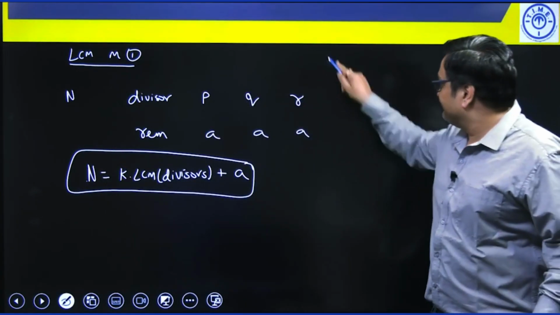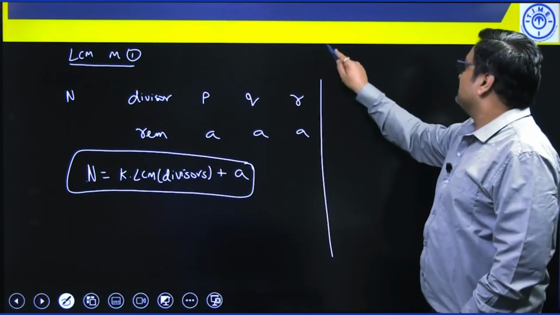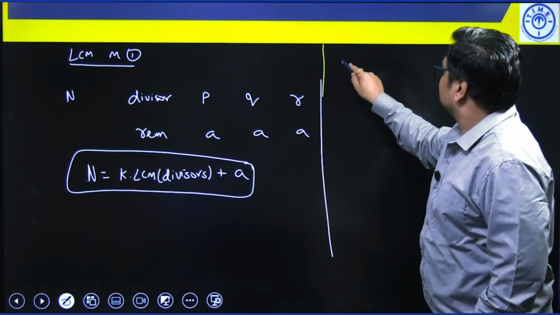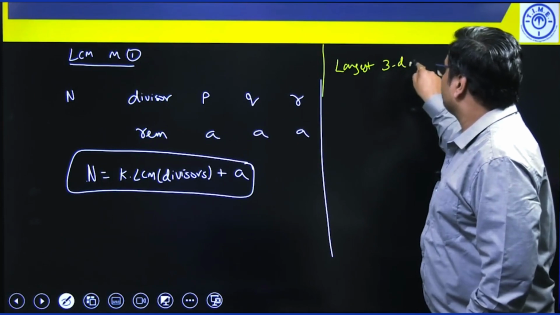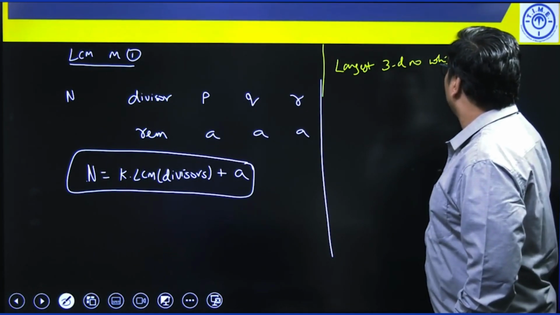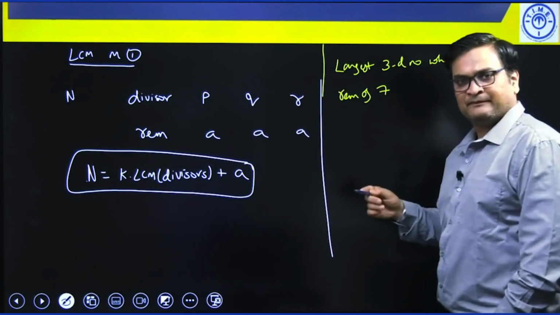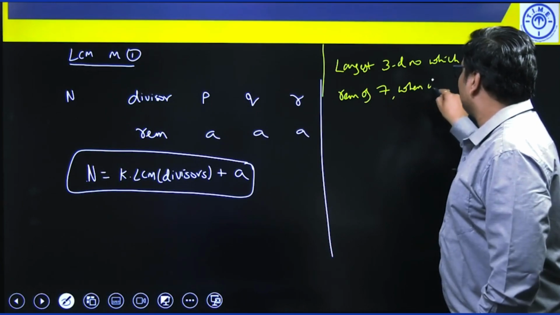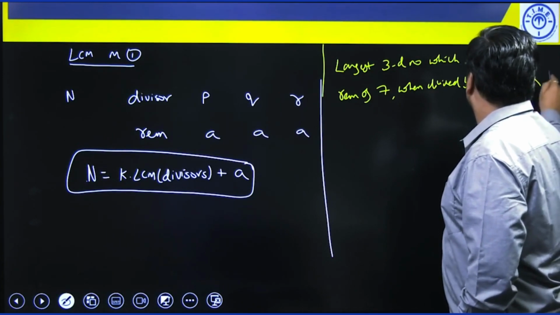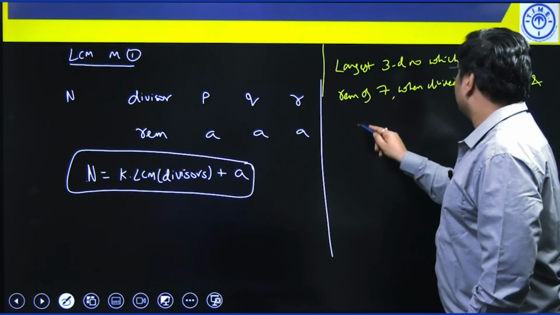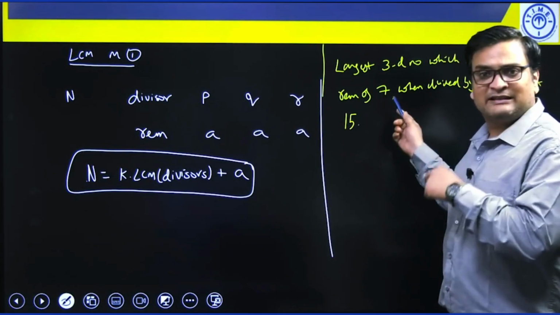Now, if you know this model, please see, if you have a question of the following type: find the largest 3-digit number which leaves a remainder of 7 when divided by 12, 18 and let's take 15. It leaves a remainder of 7 in each case. So, it's an LCM model 1 problem, clear, right?